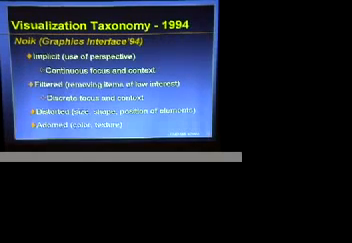So earlier in 1994, Noik in Graphics Interface 94 had a taxonomy of visualization techniques, and I thought it would be interesting just to quickly go through what he said, because having looked at all those techniques that I just described, it's interesting to see how they fit in this taxonomy. So he had 4 categories. One was implicit visualizations that make use of perspective, for example, and his claim is that these give a continuous focus and context kind of view.